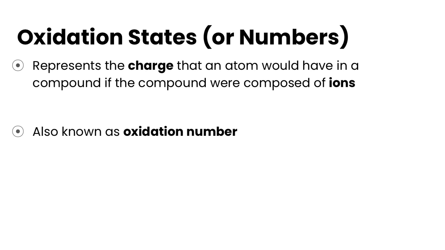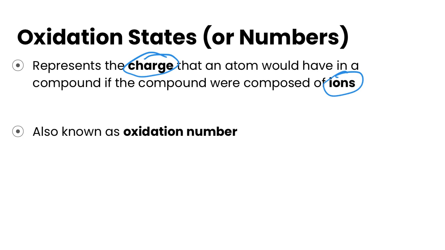Now, sometimes you see them called oxidation numbers. Both of those words are interchangeable. So an oxidation state represents the charge that an atom would have in a compound if the compound were composed of ions.